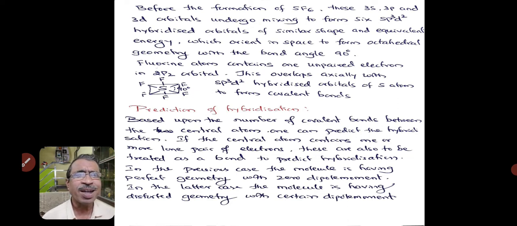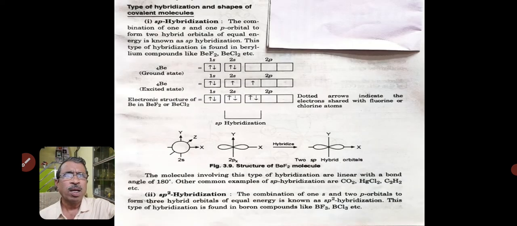Now let us study how to predict this hybridization. It's called the prediction of hybridization. Before the prediction of hybridization, let us review whatever we have discussed so far, the sp, sp2, sp3, sp3d, sp3d2 hybridization with the way of explanation.